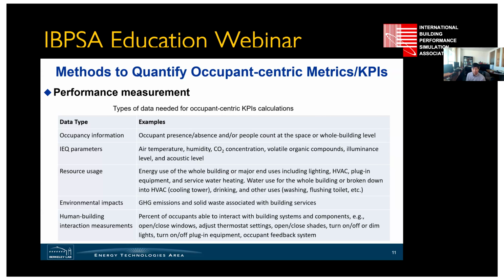The IEQ parameters, as you see from the table, are the common parameters that get collected: temperature, humidity, CO2 concentration, and also illuminance levels, acoustic levels. It all depends on what the major concerns or metrics are that you are looking for. Resource consumption: these are the energy use, electricity, natural gas, water use, and so all different resources. Environmental impact: these are basically the associated carbon emissions and solid waste, associated with all the services provided to occupants. And the last one, as we mentioned, the human building interaction.